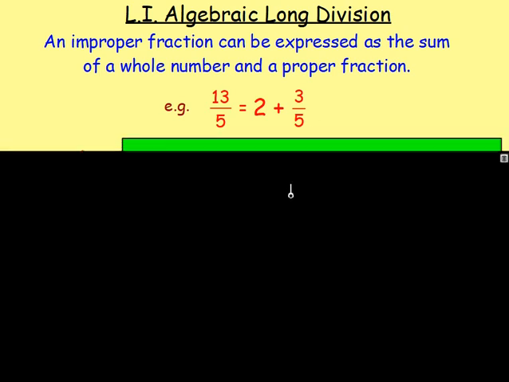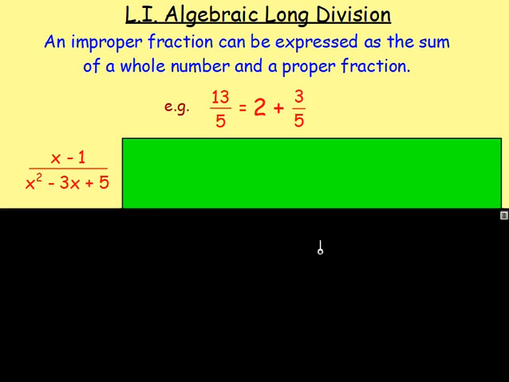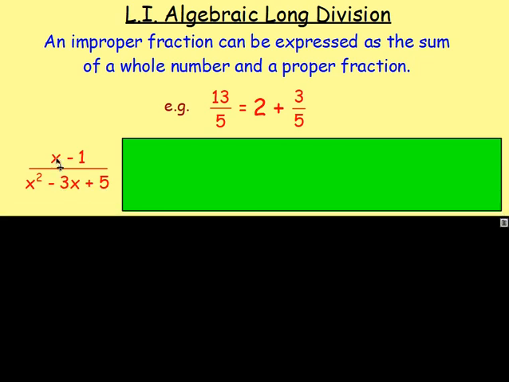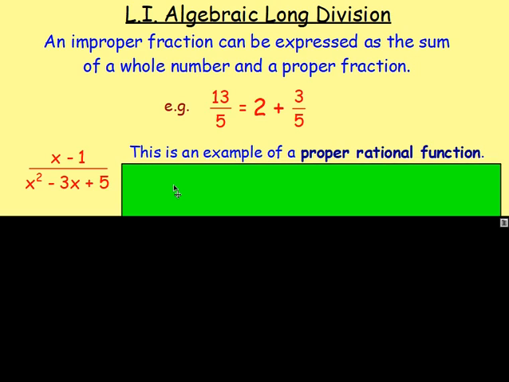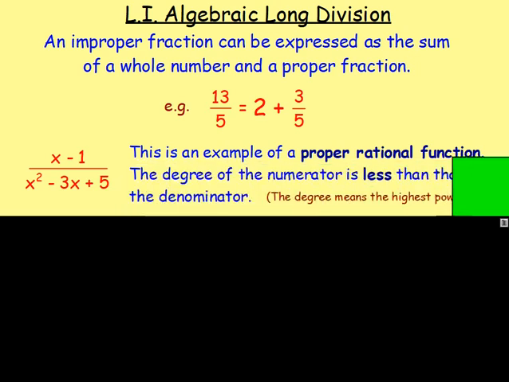Let's mix this up though and look at an improper function or a proper function. Well, what's meant by that? This function here, x take away 1 over x squared take away 3x plus 5, is an example of a proper rational function. It's proper because the degree of the numerator is less than that of the denominator. When I talk about the degree, I mean the highest power of x. Here in the bottom, the highest power of x is 2, it's x squared. Here, the largest power of x is x to the power of 1, or just x. The top is smaller than the bottom, so that's a proper rational function.